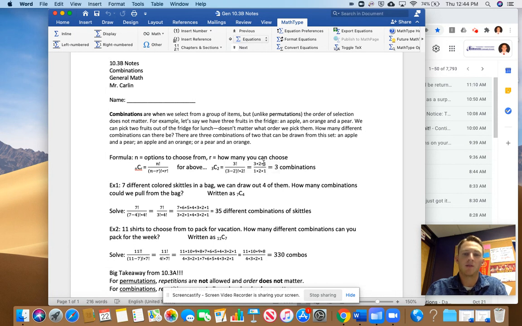Let's cross off a 2, a 1, a 2, a 1. What's left over? 3 divided by 1. We have 3 different combinations. Or you could just plug this whole thing into a calculator.